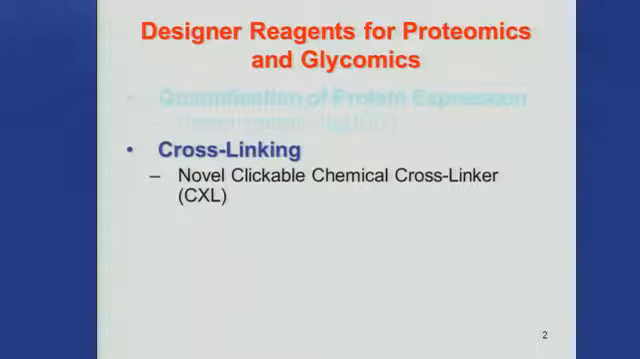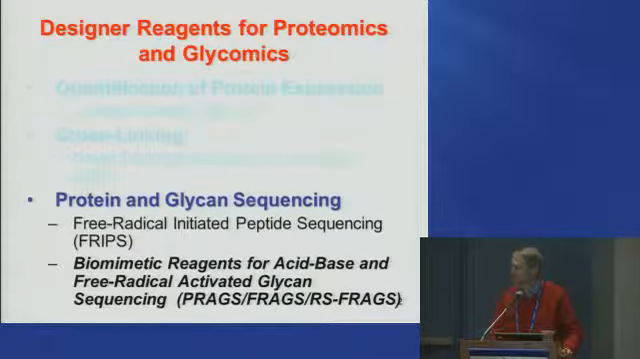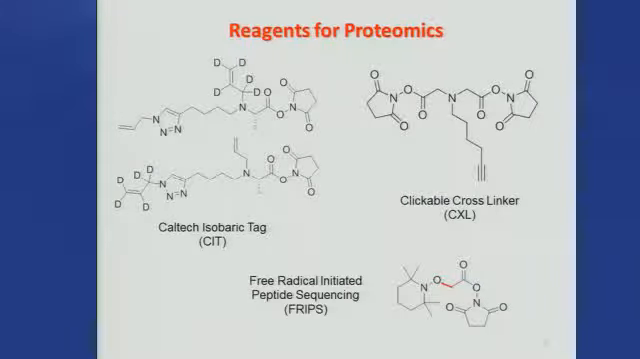We've developed a novel chemical cross-linker. I'm not going to talk about these today. And then most recently, the glycan sequencing, which is largely based on work we did earlier with free radical-initiated peptide sequencing reagents, or FRIPS reagents, as we call them there. The proteomics reagents here, the Caltech isobaric tag.